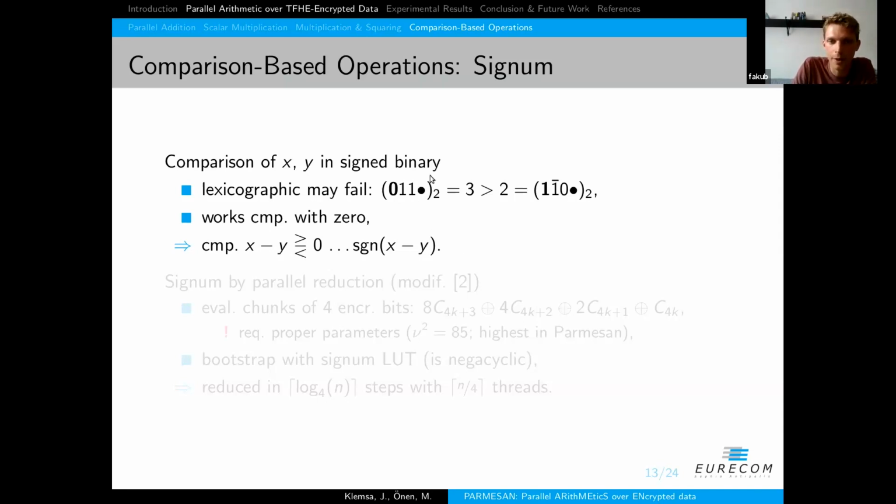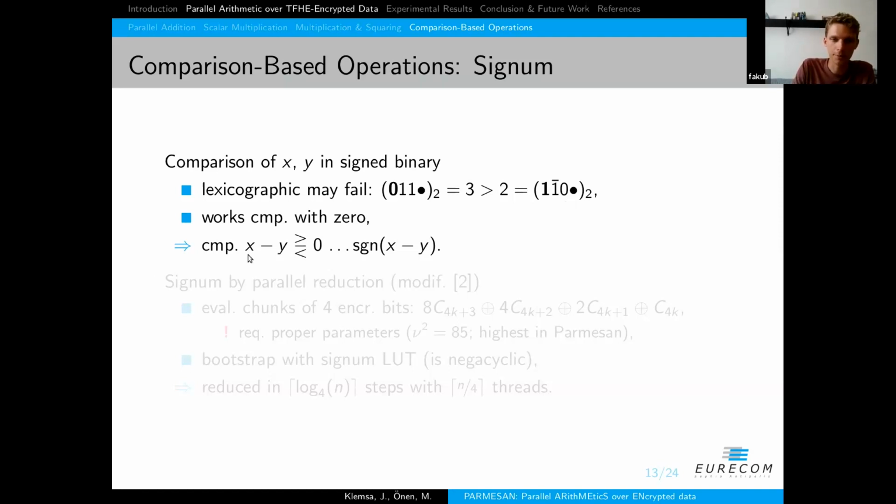example. On the left-hand side we have a signed binary representation of 3, which has the leading digit of 0, and on the right-hand side we have 2 in this strange representation where the leading digit is 1. 1 is more than 0, but 3 is more than 2. So for this purpose, we cannot use lexicographic comparison in signed binary. We need to resort to a different method. And the good news is that comparison with 0 works as expected.